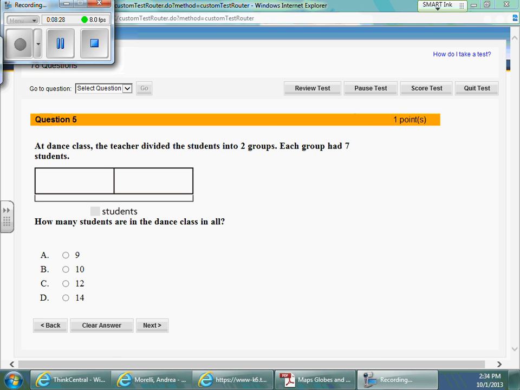At dance class, the teacher divided the students into 2 groups. Each group had 7 students. How many students are in the dance class in all? We have key words in this word problem. The key words are, Gianna?